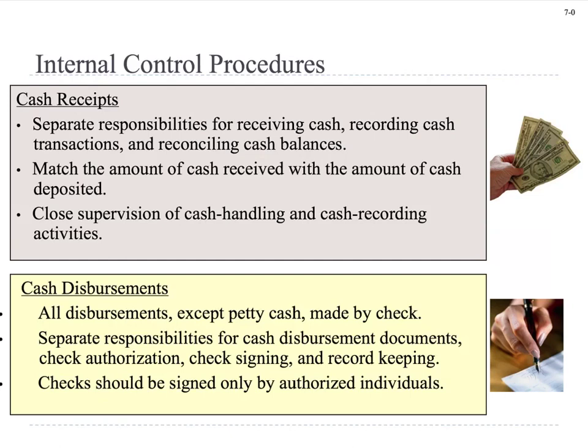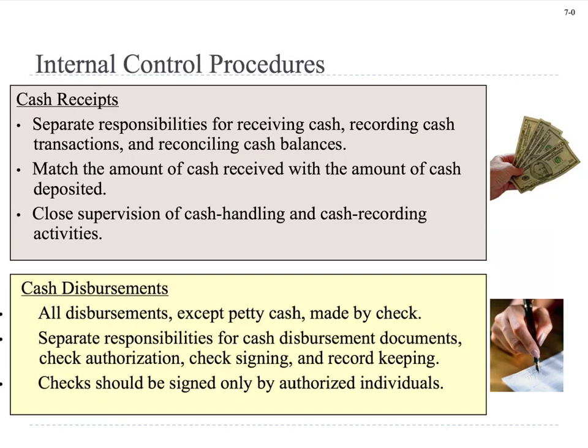In terms of cash disbursements, one thing, you really should be paying all of your bills using a check. You really wouldn't be sending cash to a vendor or dropping cash off to the vendor. You really should keep track of things through check. Petty cash is the exception. A lot of times companies keep a small petty cash box for small types of things that they may need cash for, but generally you should be doing everything by check.